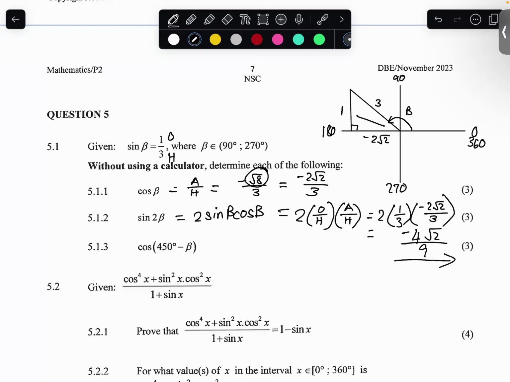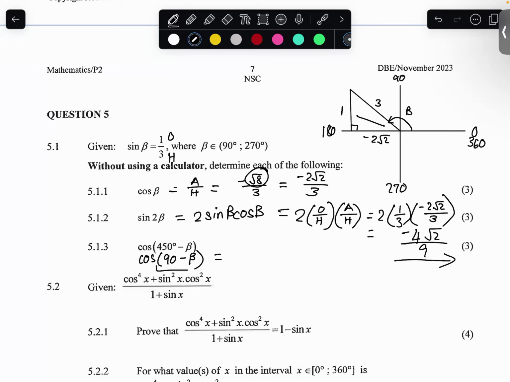The next one has cos of 450 minus beta. This angle does not match the angle on the diagram, so you need to manipulate it. First of all, whenever you see an angle bigger than 360, you're going to subtract 360 until you get 360 or less. So on your calculator, you're going 450 minus 360. It gives you 90. So we rewrite the sum as cos of 90 minus beta.